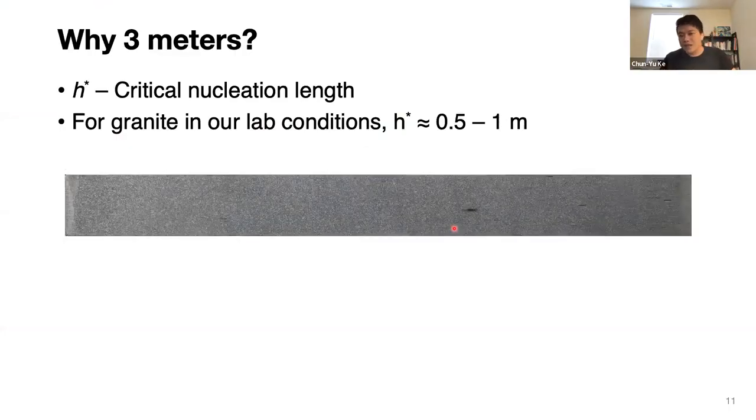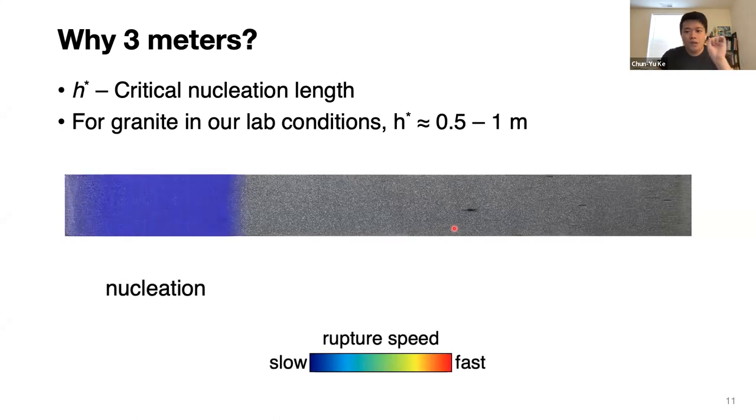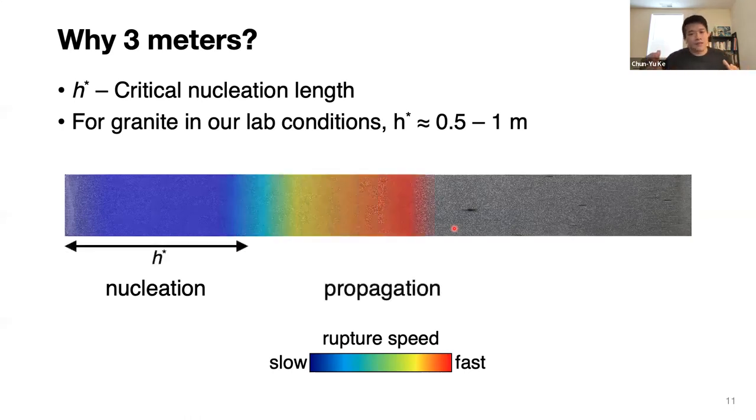So why 3 meters? First, I want to introduce H star, which is the critical nucleation length. It's around 1 meter for granite in our lab settings. Let's say a rupture nucleates from the left end. When the nucleation patch extends quasi-statically and its length reaches H star, the rupture starts to accelerate to close to Rayleigh wave speed and propagates dynamically. And finally terminates if it runs out of energy. Therefore, the longer the fault is, the better chance to have a rupture to spontaneously arrest within the fault.